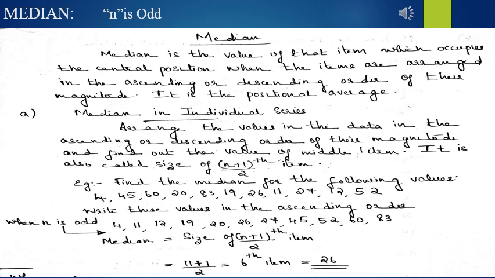You just have to write the entire set of data either in descending or ascending order. Then you should check whether n is even or odd. If n is odd, it is the (n plus 1)/2th item, and you will get a particular answer, our 6th item, 2nd item, whatever it be. Then we look at that position in the data set and write down its magnitude. That is the median in individual series for n is odd.